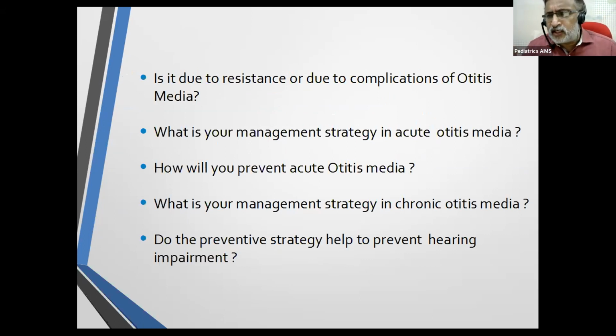What's the management strategy in acute otitis media? How will you prevent acute otitis media? Is it possible to prevent? And what's the management strategy in chronic otitis media? Do you have any suggestions to prevent hearing loss? You know that frequent otitis media can lead on to conductive hearing loss. So could you please elaborate?